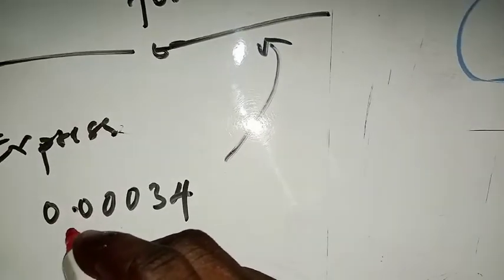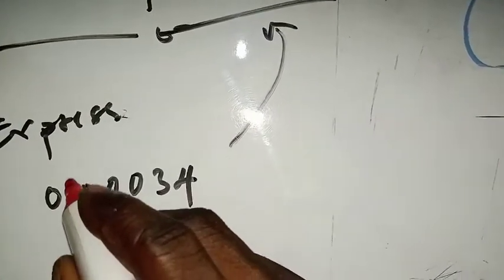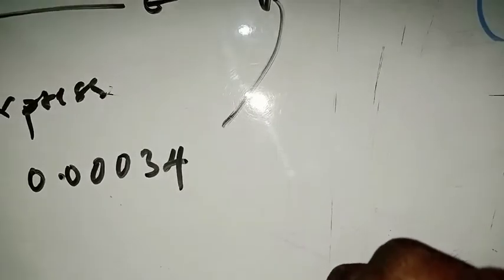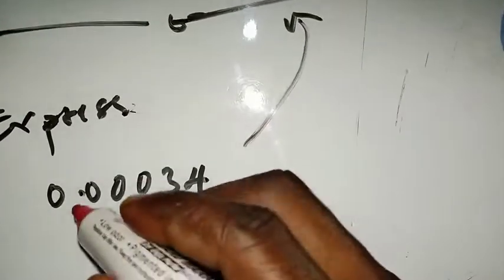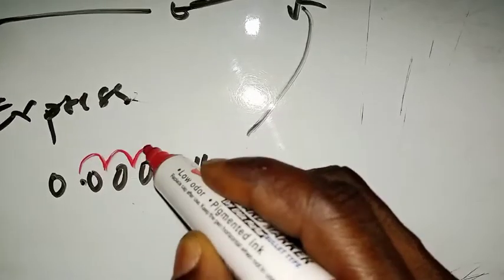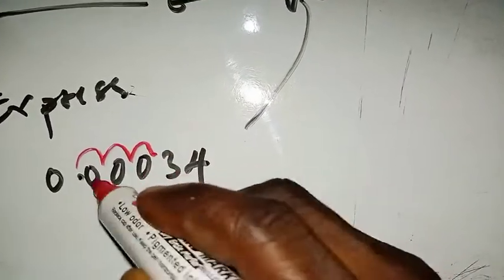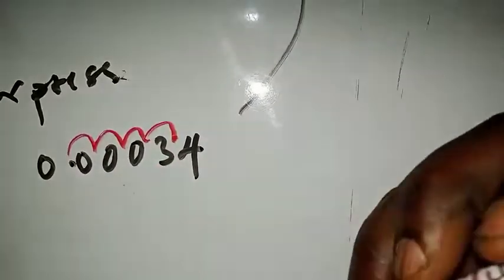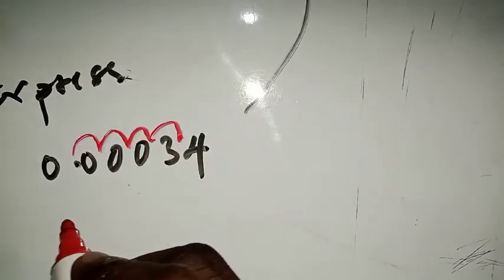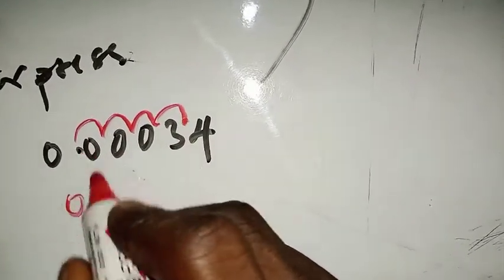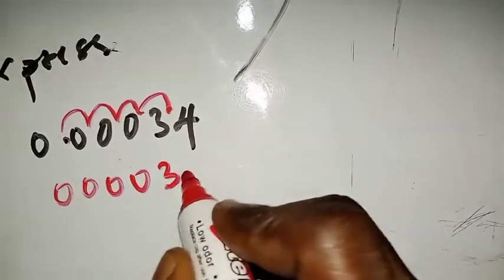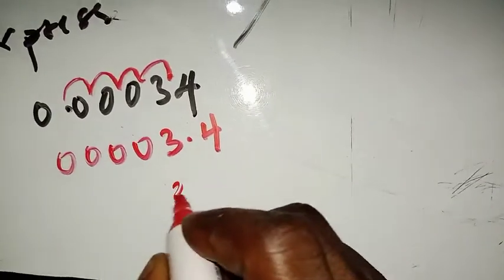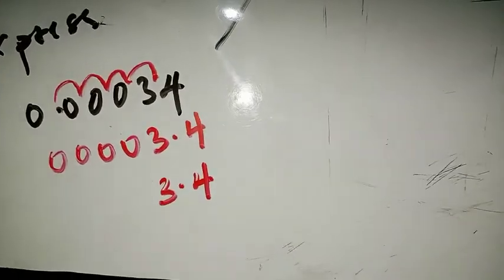So what are we going to do here? We have 0.000, so we are going to move this point to where we have a number that is not 0. The first number that is not 0, that is where we are going to end. So how many times are we going to move? We are moving 1, 2, 3. Of course, we cannot end here, because the value would be the same. So we end on the first digit that is not 0. So under normal sequence, you should have 0.0003.4, which is the same as 3.4 here. Is that okay?